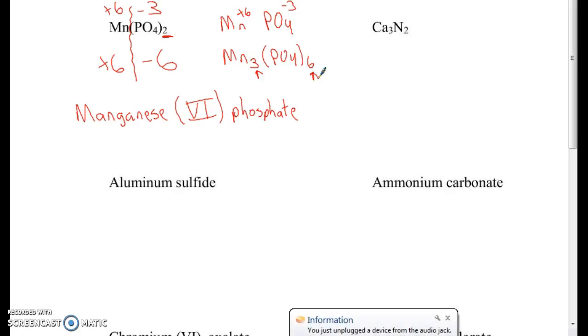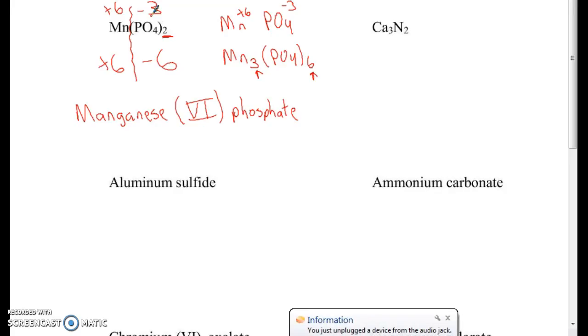So remember, always look at the metal first, see if it's multivalent, and in this case it was, right? Manganese can have a bunch of different oxidation numbers, so you have to look at the other part in there, the anion in this case. Look at the charge for it, figure out what the charge of the cation is, and then assign a Roman numeral for that. Now Ca3N2, this one is binary.